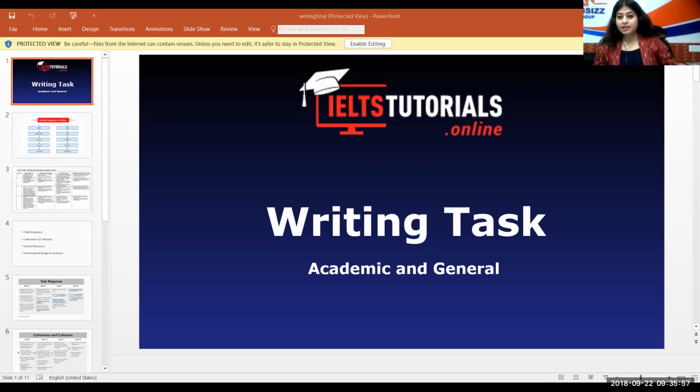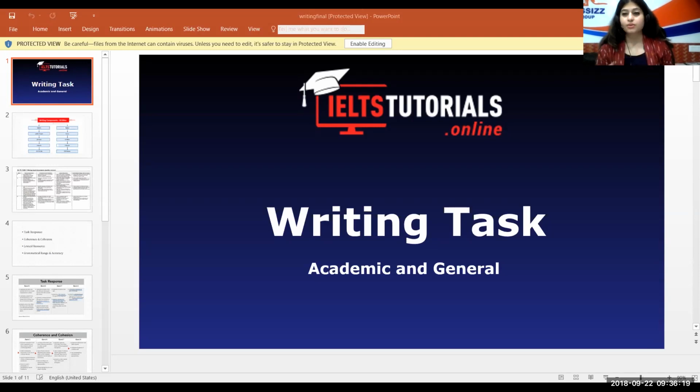Now these are the 4 band descriptors for your task 2, which we are going to see in detail. The first one is task response. The second one is cohesion and coherence. The third one is lexical resource, and the fourth one is grammatical range and accuracy. Moving on to the first one.